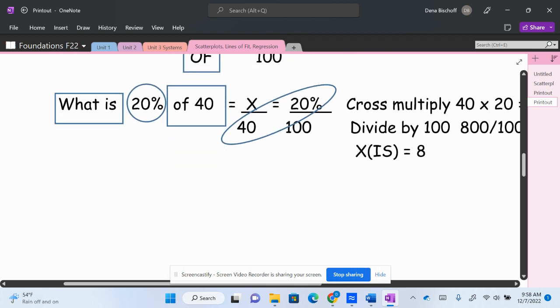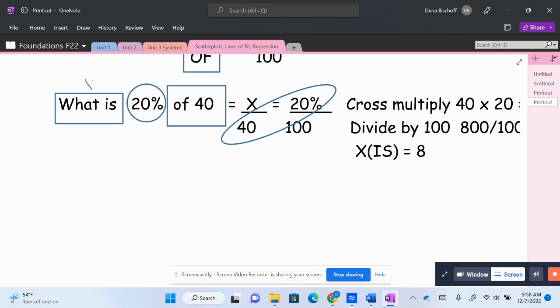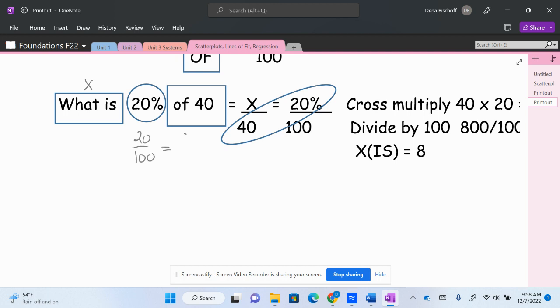So what is, that's my x, 20%, 20 over 100 of 40. So is over of. That's how we're going to set that up. So 100 times x, 100x. 20 times 40 is 800. Divide both sides by 100. So x equals 8.